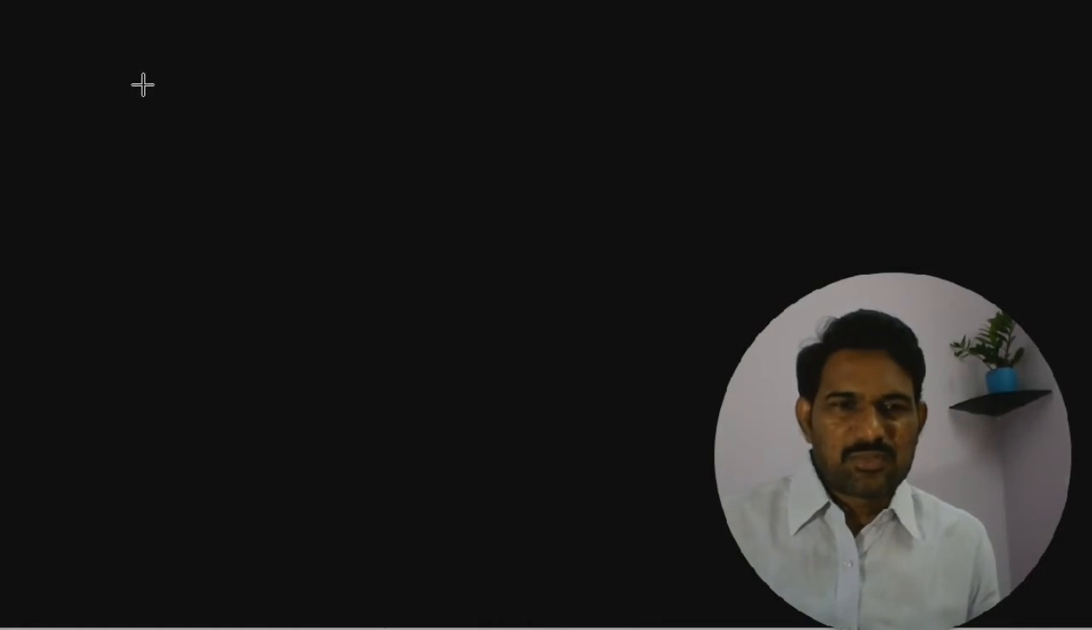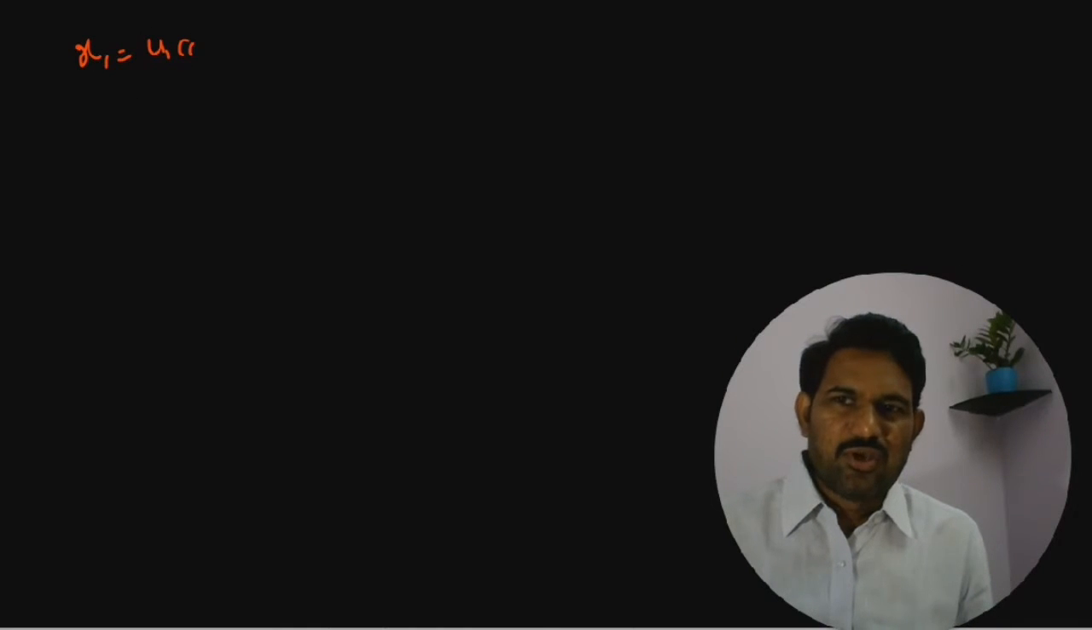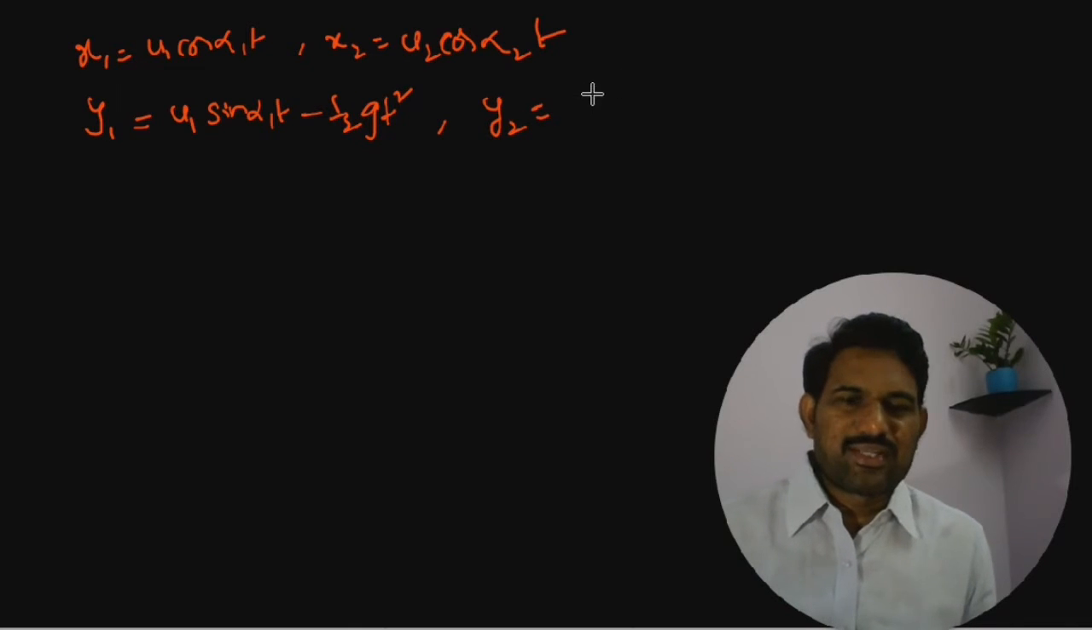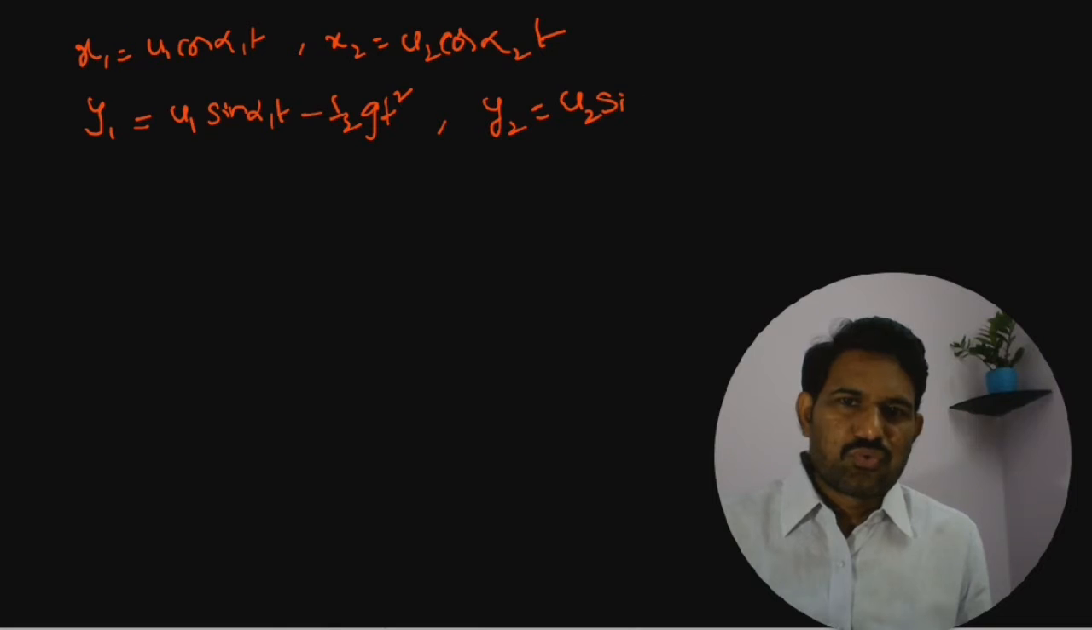For example, we can write the displacement in x and the displacement in y. The x displacement of the first one is u1 cos alpha 1 into t, and the x displacement of the second one is u2 cos alpha 2 into t. Similarly, the y displacement of the first one is u1 sin alpha 1 into t minus half g t square, and the vertical displacement of the second particle is u2 sin alpha 2 into t minus half g t square.